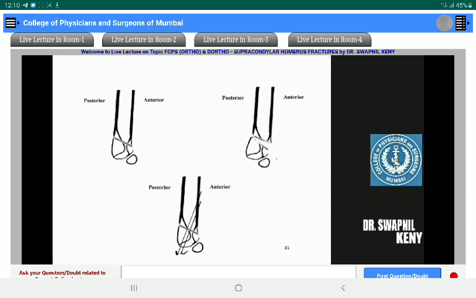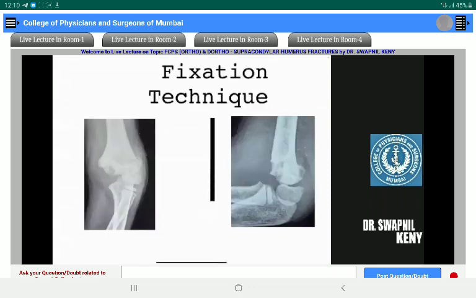Now let's look at the fixation technique. Now this is a displaced supracondylar fracture, maybe a type 2, which is a low transverse and a sagittal oblique. If you see, that is the distal fragment here, and it is an oblique fracture. It's a sagittal oblique fracture. So as I told you, when you fix this fracture, you need to have a proper plan as regards how you're going to put your K-wires.